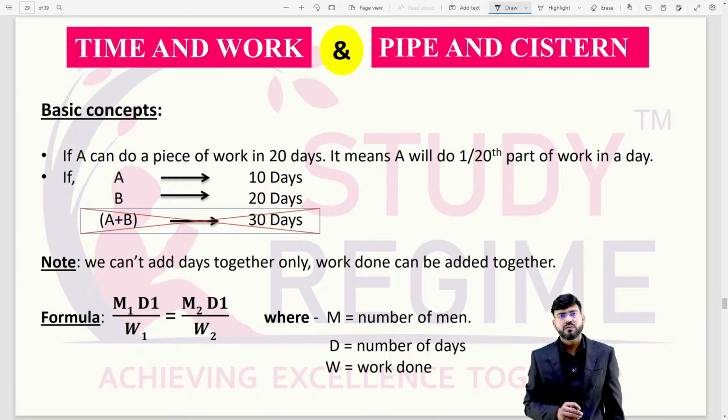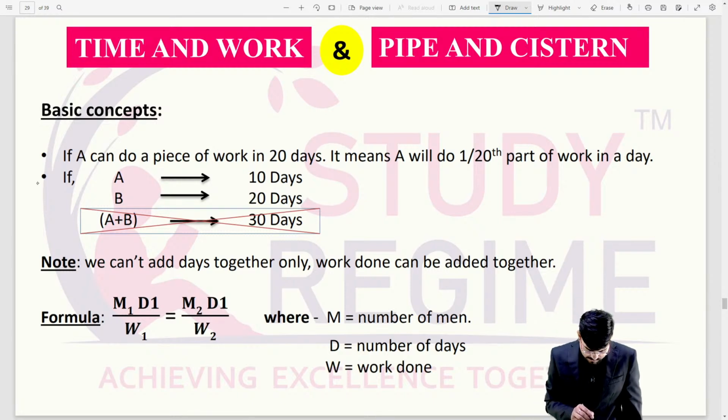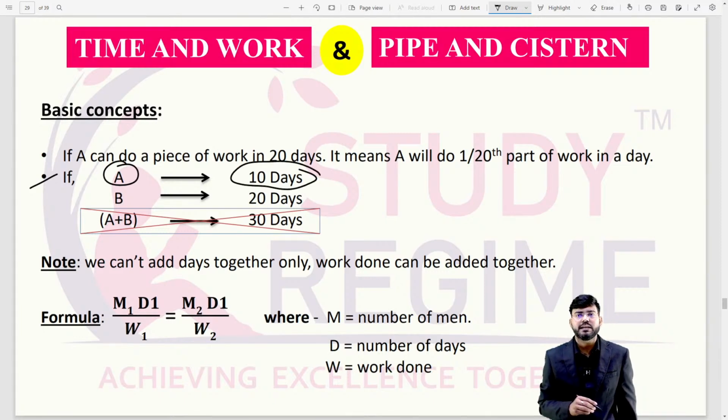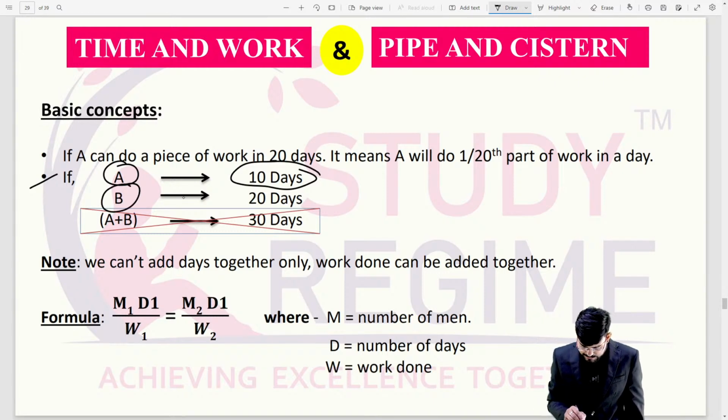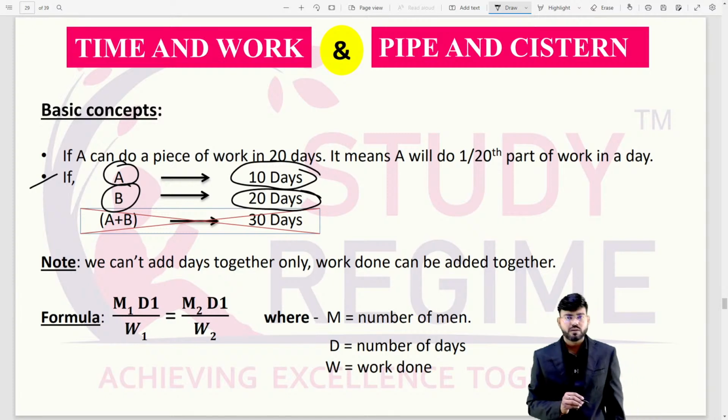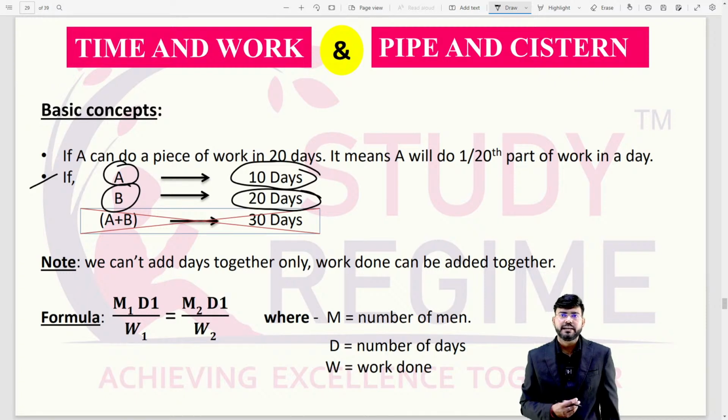Why have I given this? Because so many students make silly mistakes. Suppose the question is like this: if A can do a piece of work in 10 days and B can do the same amount of work in 20 days, and they work together, then in how many days will the work be completed?